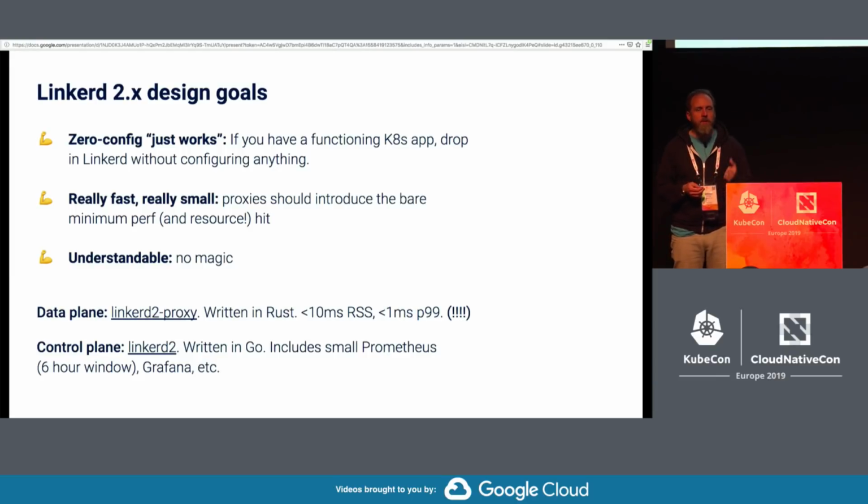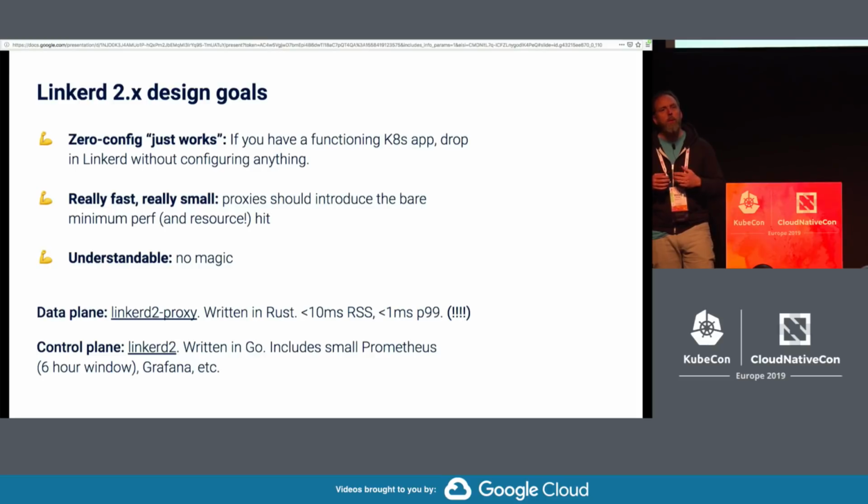And I know that the very first question that someone is going to ask is, what's the difference between Linkerd and Istio? And I will answer that. Even though it pains me inside, I will wait for you to ask that, and then I will answer it. And it's going to come back to these design goals.